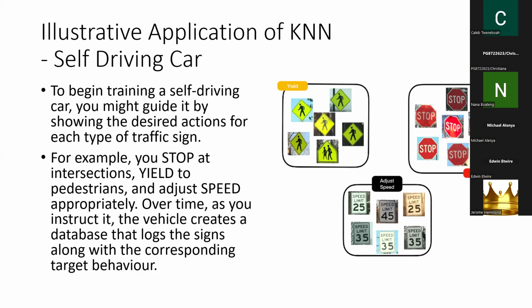So as soon as it sees this sign, it has now learned that this sign means stop. This sign means adjust your speed. This sign means yield to pedestrians. Basically, it's one of the practical applications of ANN.